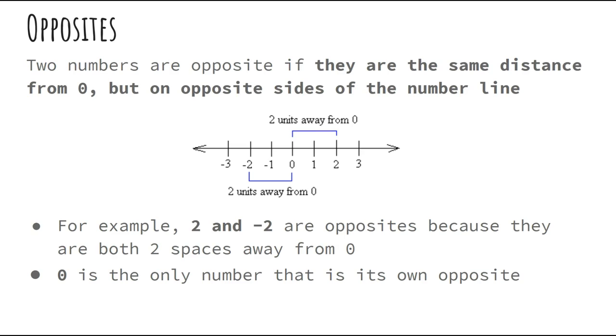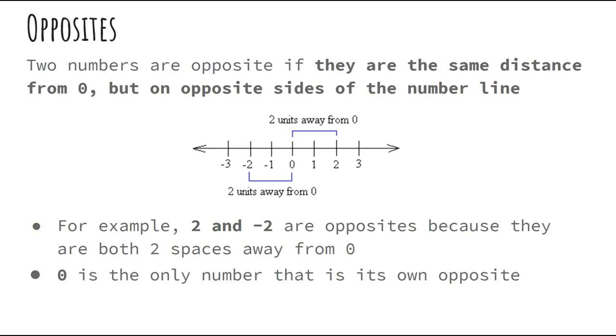So the number 2 is 2 spaces to the right of 0, and the -2 is 2 spaces to the left of 0. So they're both 2 spaces away, but they're on different sides. The easy way to think about it is the opposite is always either the negative or positive version of that number. So if I asked what was the opposite of -3, the answer would be 3. If I asked what the opposite of -5 is, it would be 5. If I ask what the opposite of 10 is, it's -10. So it's just the negative and positive version of whatever number we're working with.